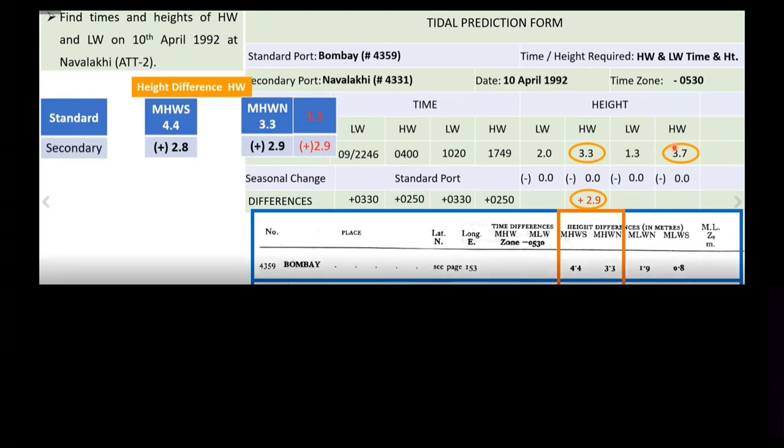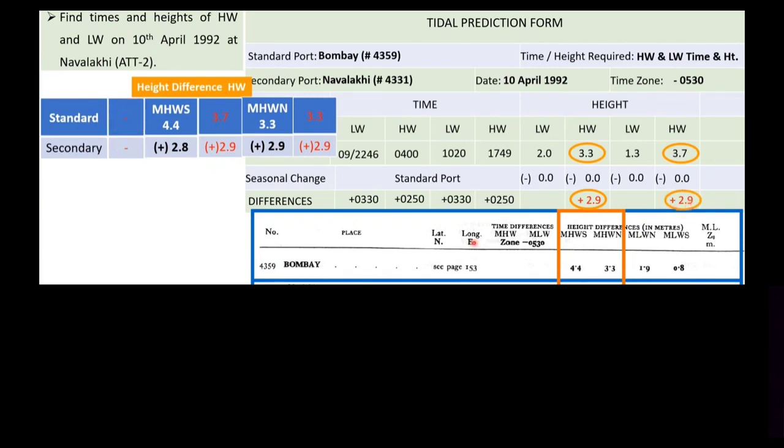The difference between 2.8 and 2.9, so nothing, no difference, almost 0.1. Right. 3.7 shall lie between 3.3 and 4.4. We shall interpolate, and the height difference comes to +2.9, and that gets filled in here.